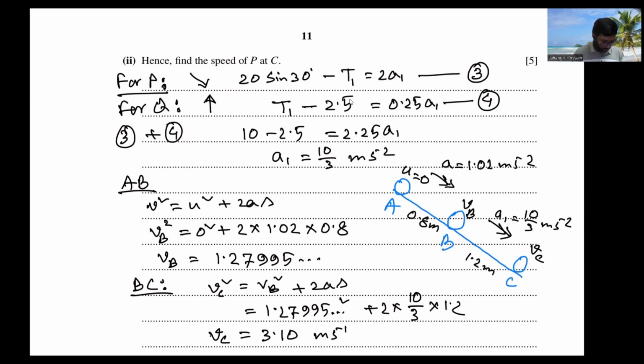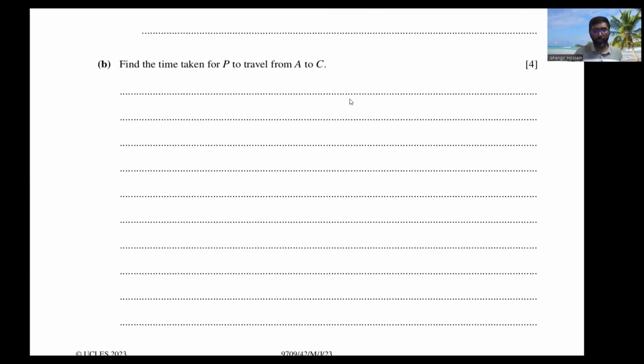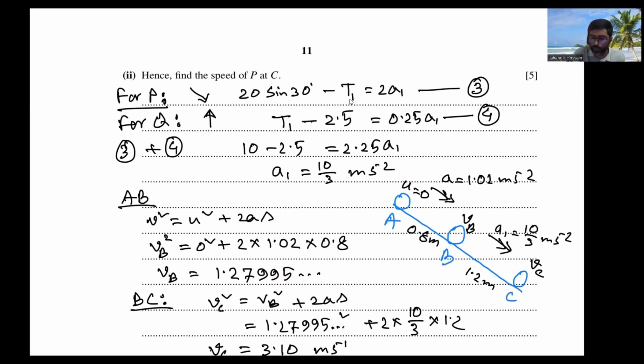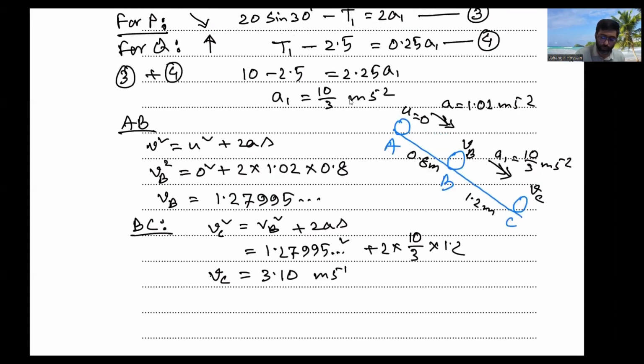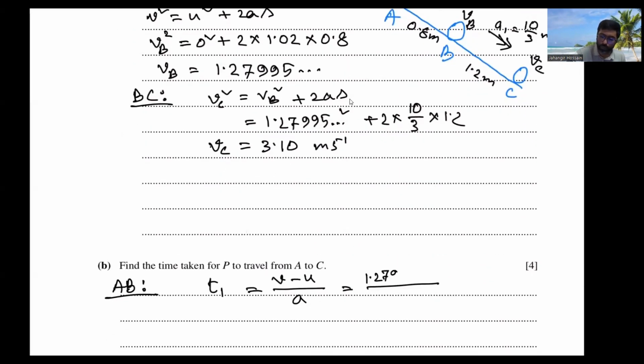Okay, that's the second part. Now the third one, the last part, is to find the time taken for P to travel from A to C. That's as simple as it is. Again, we find the time to travel from A to B and from B to C. So for A to B, traveling time T1 is (v minus u) by a. V is 1.27995, the speed at the end of AB, minus 0, divided by 1.02.